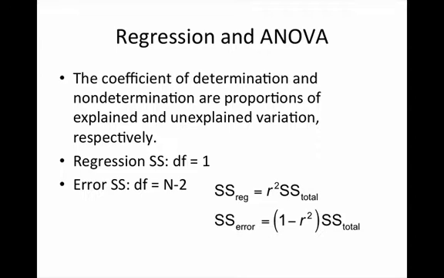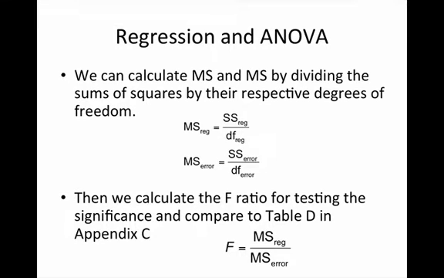So if you remember back with the analysis of variance source table, there was the sums of squares total, and that applies to the connection between analysis of variance and regression. So I can calculate mean square for regression and mean square for our error term by dividing the sums of squares by the respective degrees of freedom, just like I did in Chapter 8 for analysis of variance. After I do that, then I can calculate the F ratio for testing the significance of the regression and coming up with the table in Appendix C.